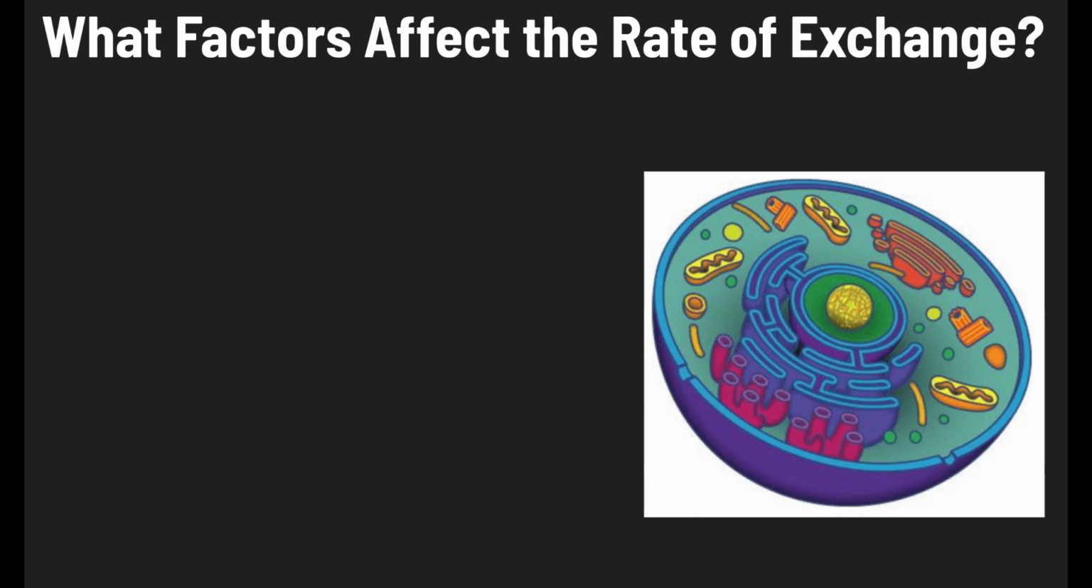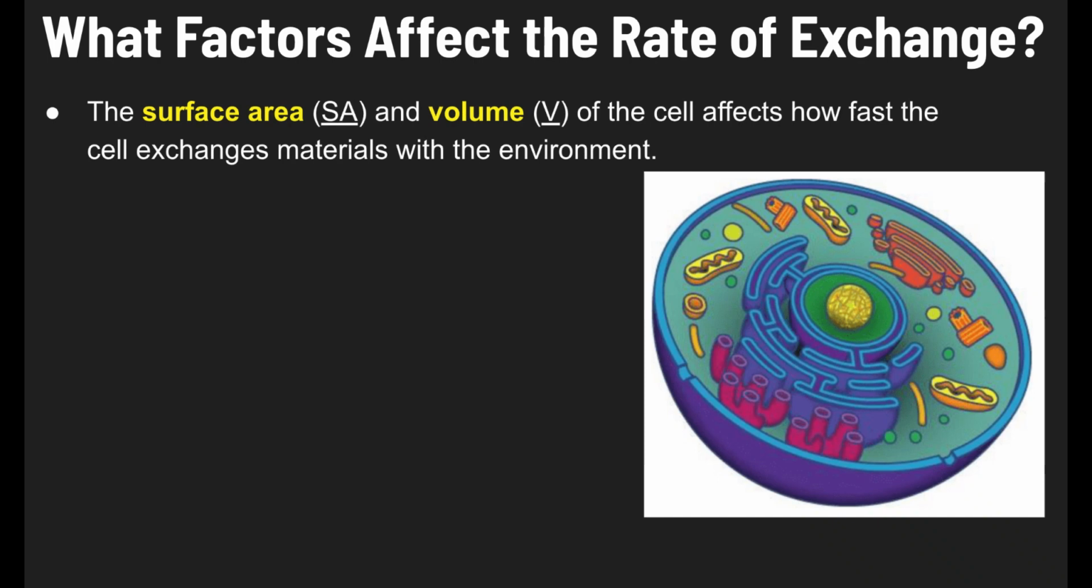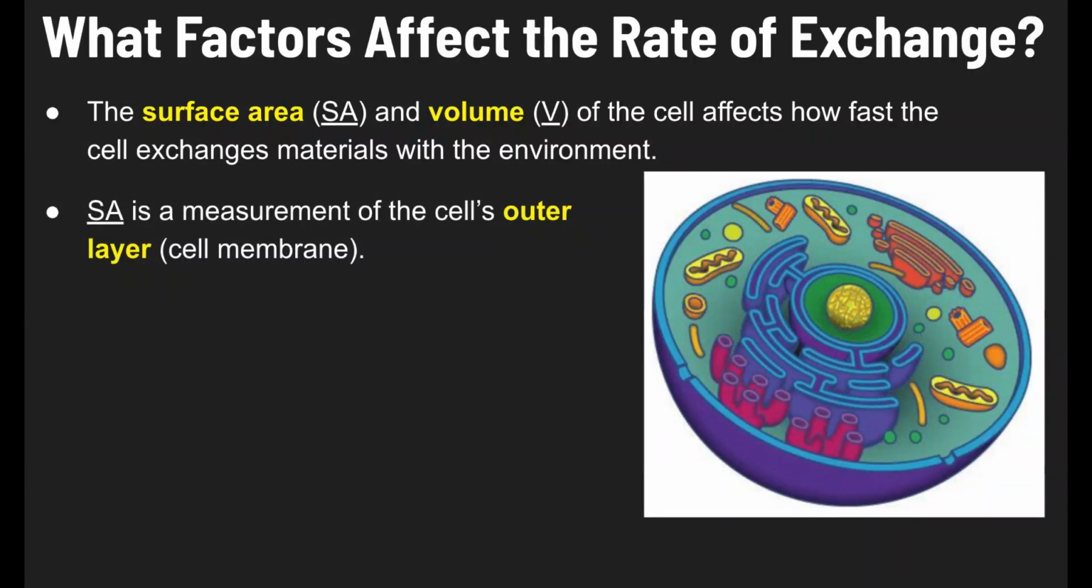So, now let's talk about what factors affect the rate at which cells exchange materials with the environment that they're in. It turns out that the surface area and the volume of the cell affects how fast the cell can exchange materials with the environment. Now, surface area is a measurement of the cell's outer layer. That's the cell membrane. In this picture, it's that layer on the outer edge that's in dark blue. So that's what surface area is measuring, the cell's outer layer, the cell membrane.